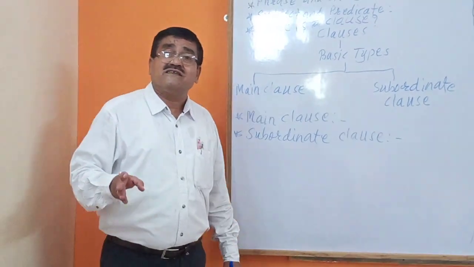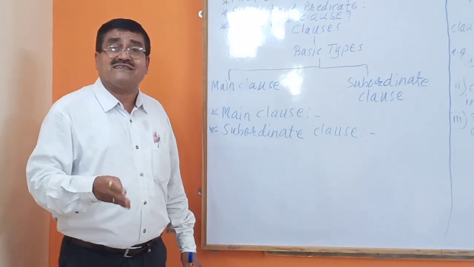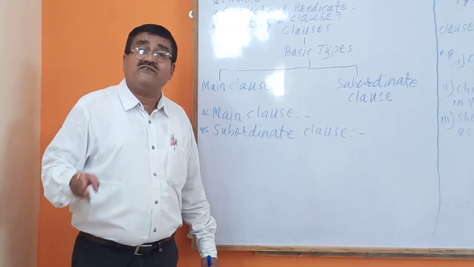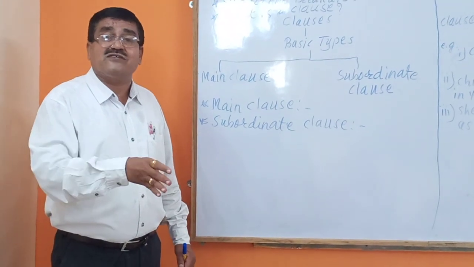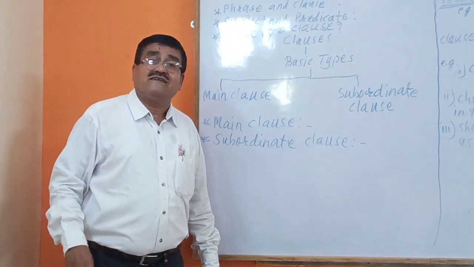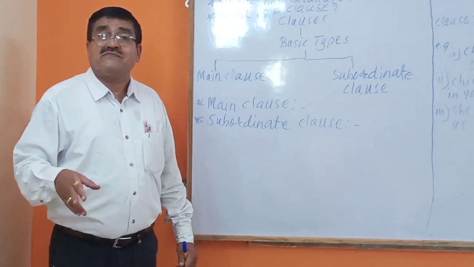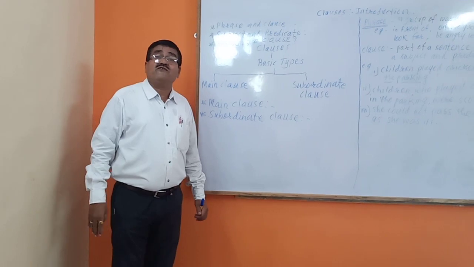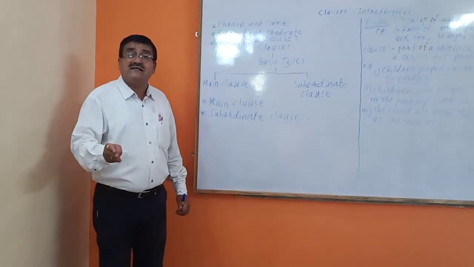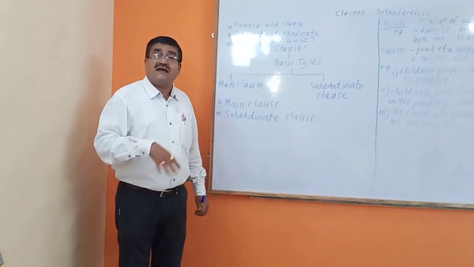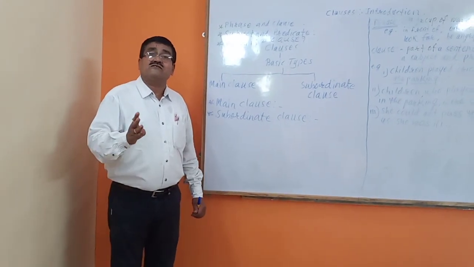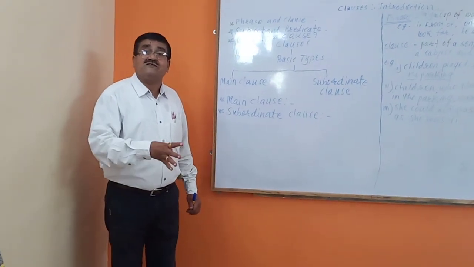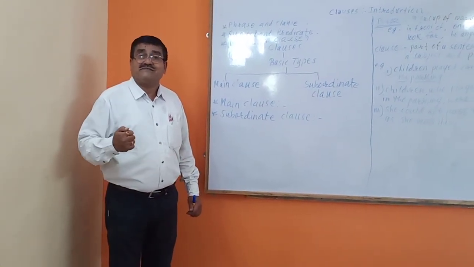When the subordinate clause places a contrast to the action in the main clause, it is an adverb clause of contrast. When the subordinate clause gives the purpose of the action, it is an adverb clause of purpose. When it gives the reason of the action, it is an adverb clause of reason. When it places a condition to the action in the main clause, it is an adverb clause of condition. When it gives the manner of the action, it is an adverb clause of manner.